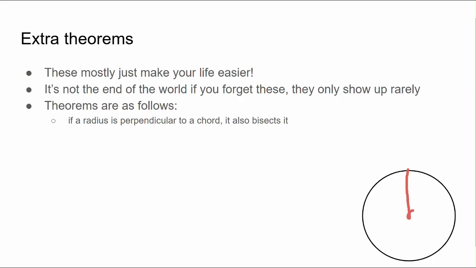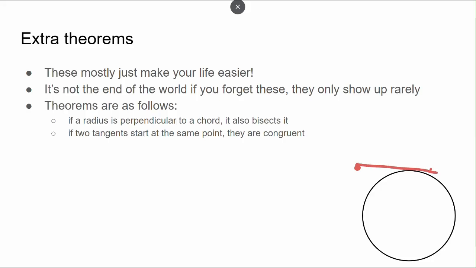So a radius that goes to the center, perpendicular to a chord. Here's your chord. It also bisects it. So perpendicular, sorry, I'm trying to draw perpendicular. So these are 90-degree angles, and these are also congruent. Next, if two tangents start at the same point, they're congruent. So here's the same point. Here's a tangent. Here's a tangent. These are congruent. Sorry, that's more of a secant. It should be out here.